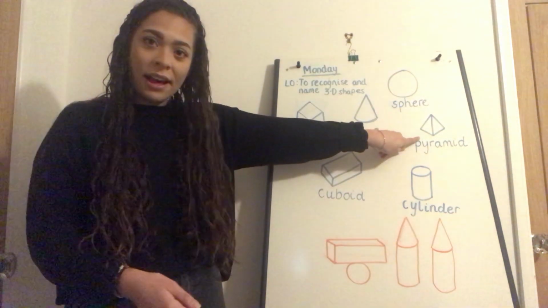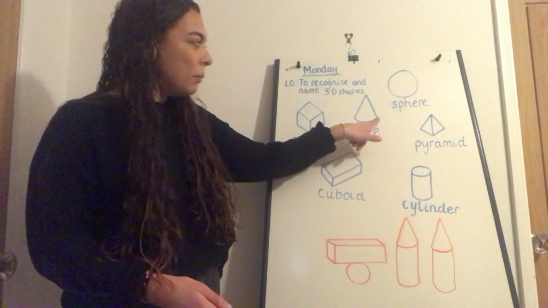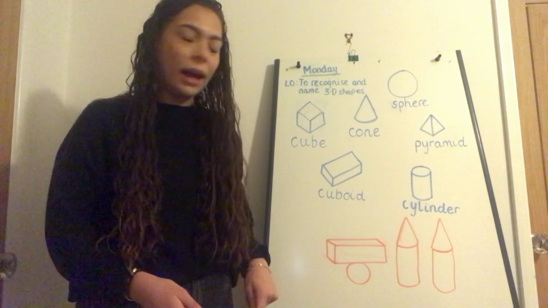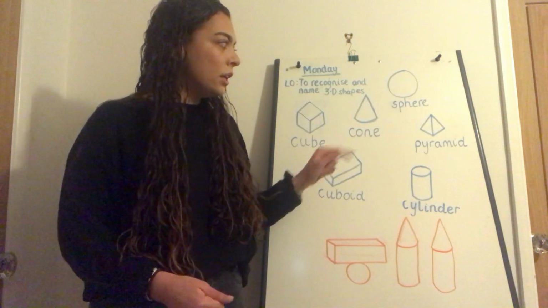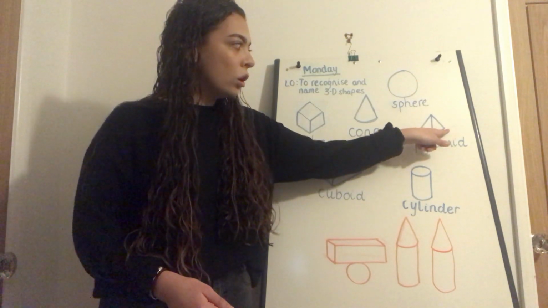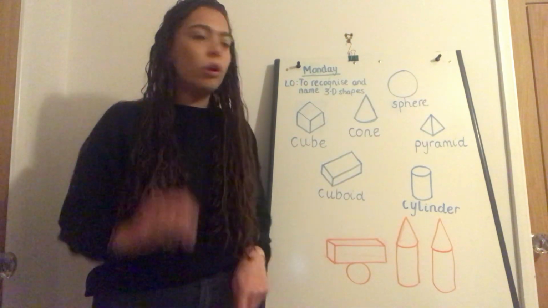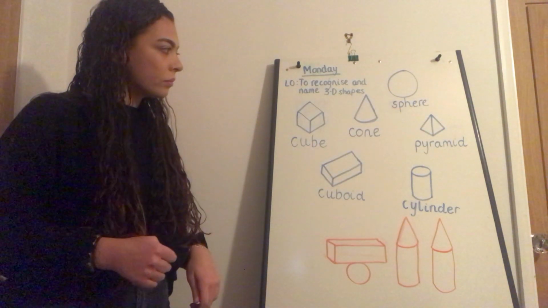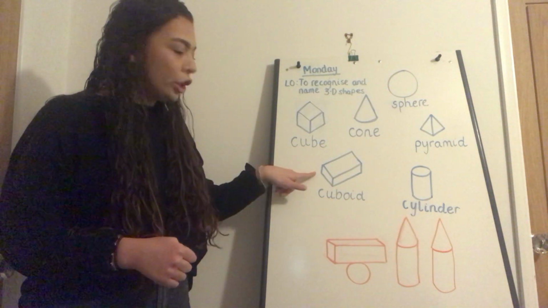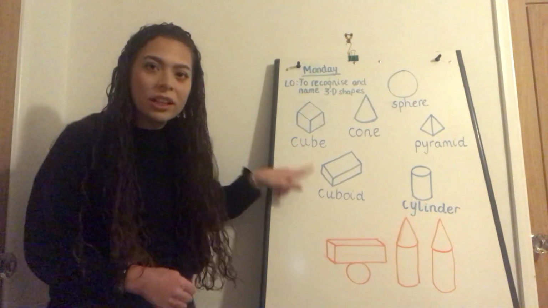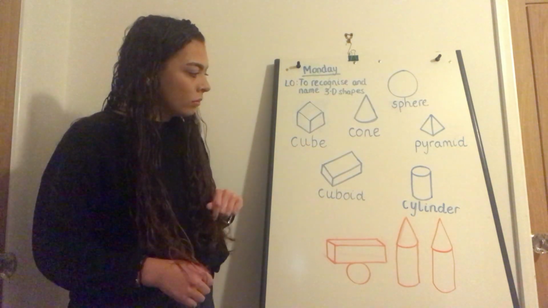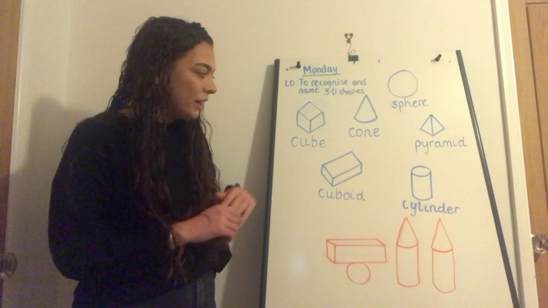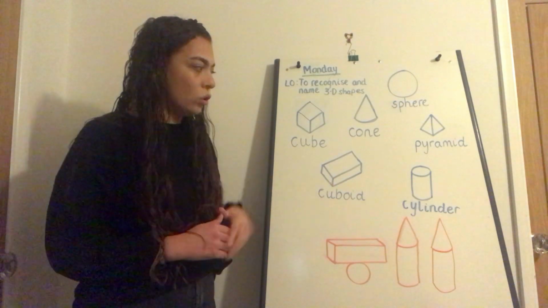I've got a pyramid here. So a pyramid looks a little bit like a cone because it's got a pointy top as well. That's something that's similar between the two. But what's different is a pyramid also has corners. It's got 4 corners on the bottom. Next up, we've got a cuboid. Now, a cuboid looks a little bit like a cube, but it's longer. It's much longer, but it's still got lots of corners.